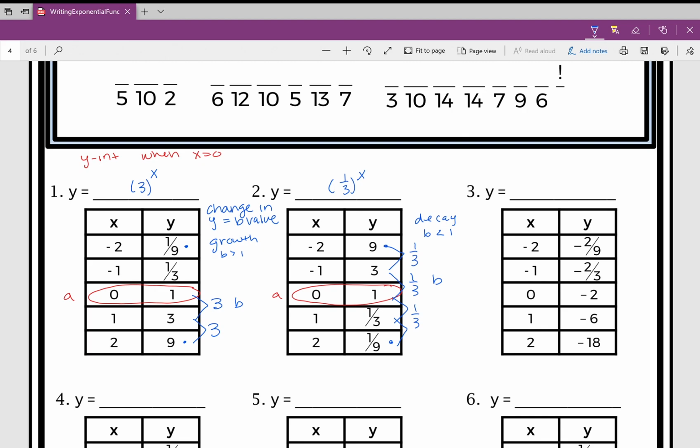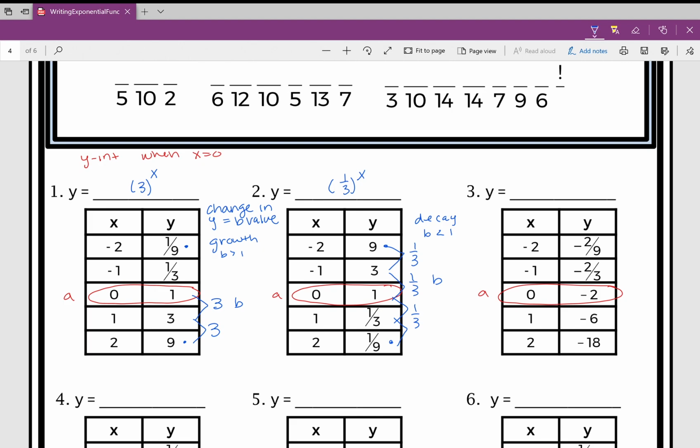Okay, let's look at number 3. Number 3, we're first going to find our a value, which is our y-intercept. Our y-intercept is right here at -2. Okay. Now we need to find our change in y and see if it's a growth or a decay.